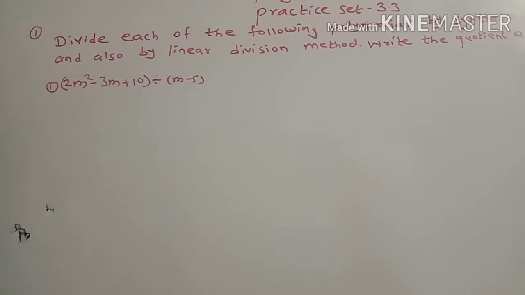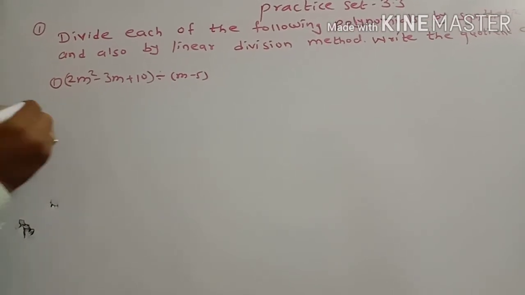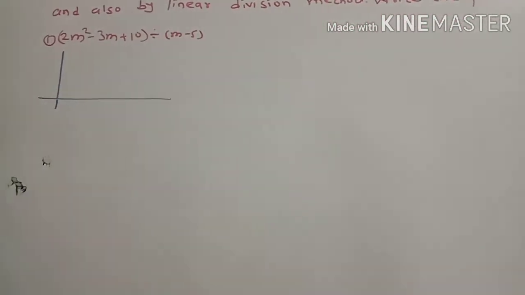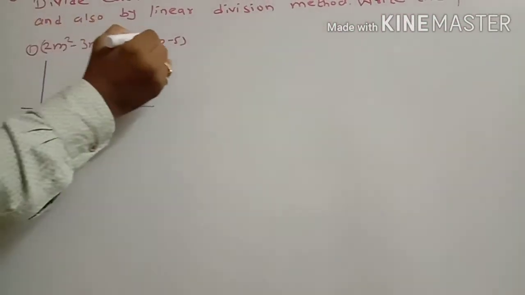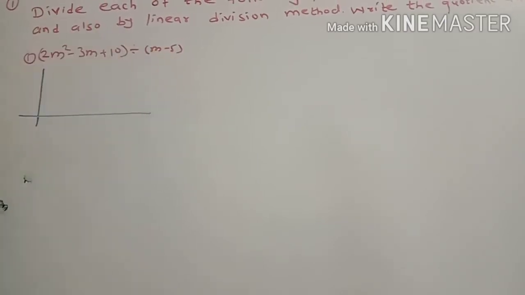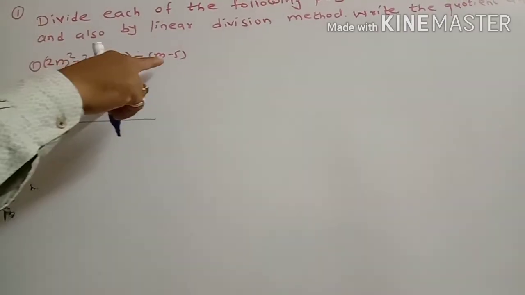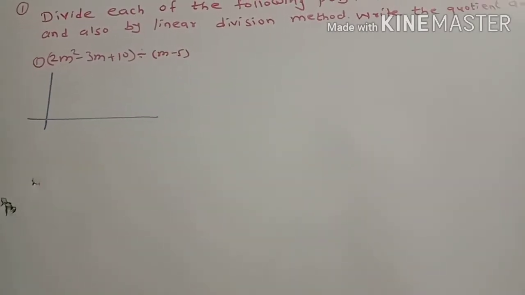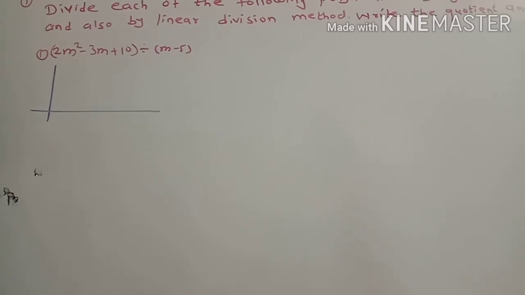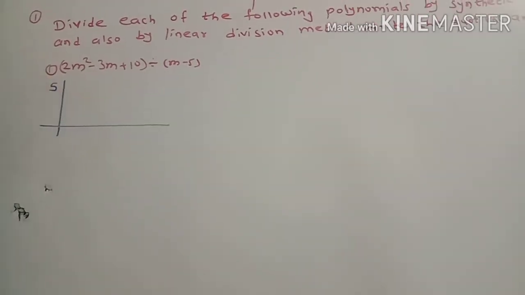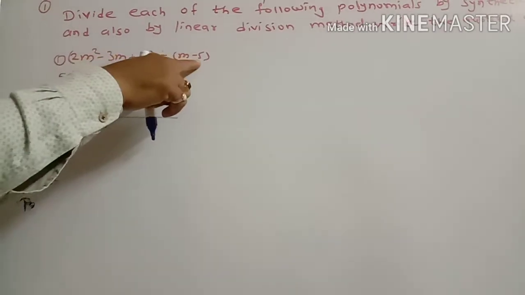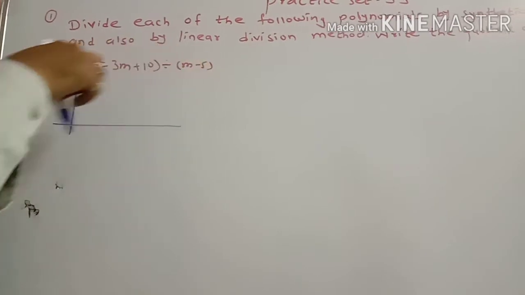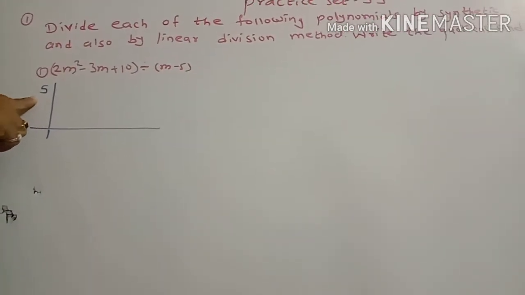Firstly, draw one horizontal and one vertical line. This is the vertical line and this is the horizontal line. Then see the divisor. The divisor is m minus 5. That means we take the opposite of this minus 5. The opposite of minus 5 is plus 5, and write this plus 5 to the left of the vertical line.